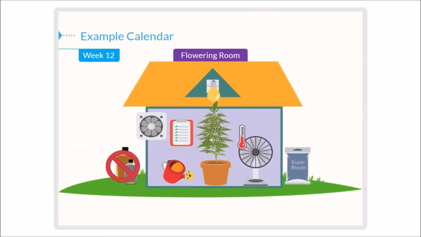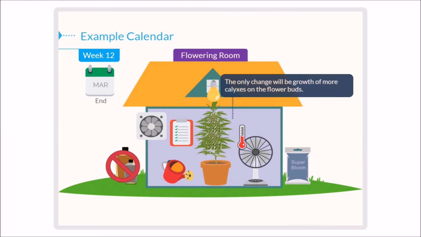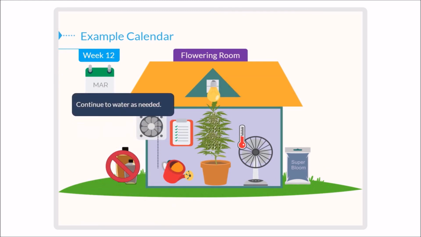Week 12. Third month, Week 12, end of March. The only change will be the growth of more calyxes on the flower buds. Continue to water as needed. Bud mold could become a problem. Constant scrutiny is a must. It shows up overnight, so watch out.